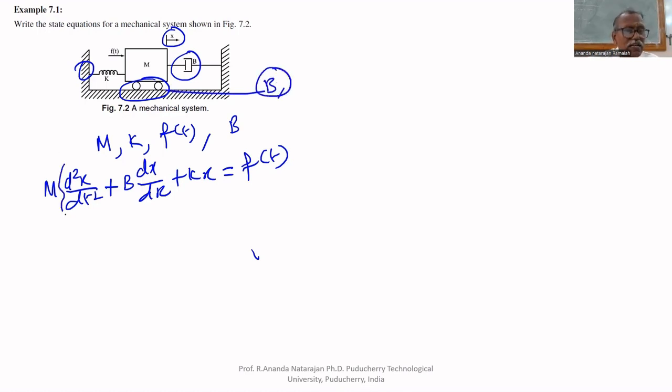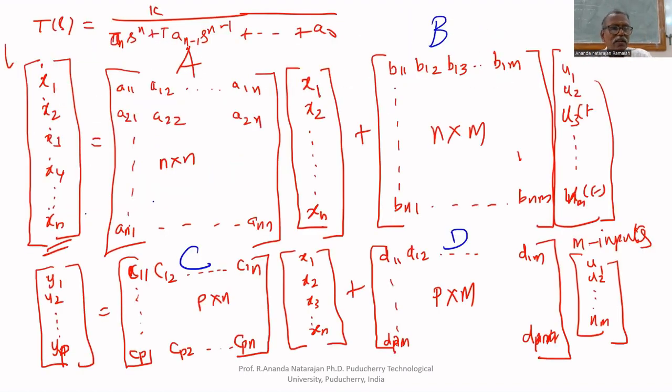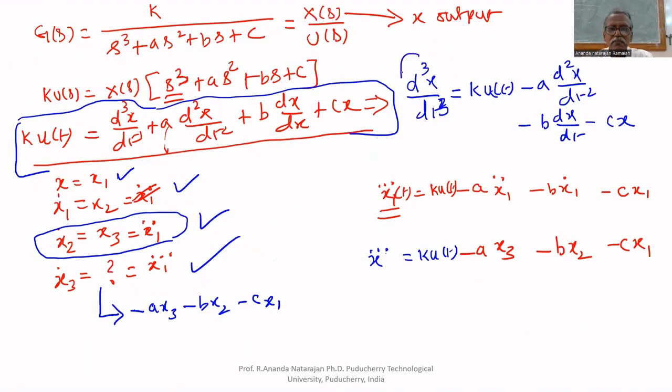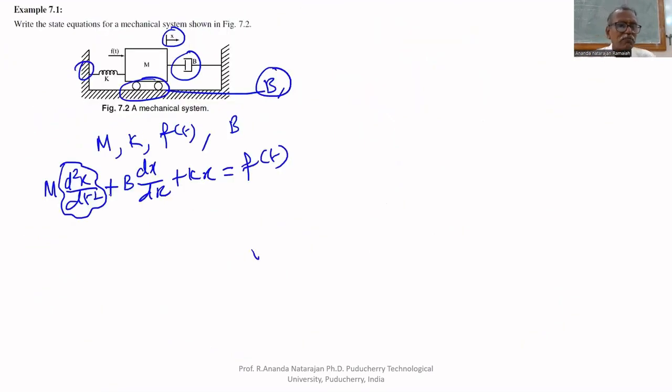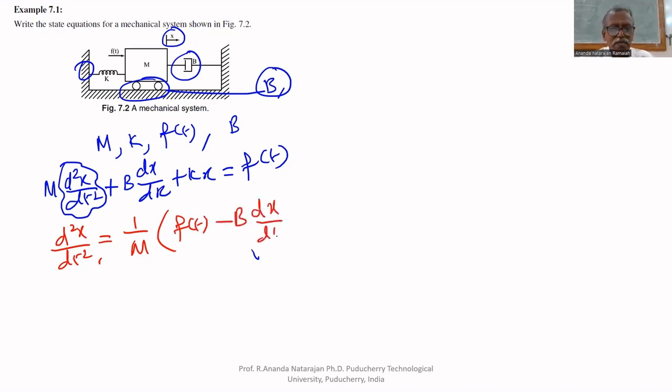We have to find the highest degree. We have to keep the highest degree on the left-hand side. In the third order, what we did, we kept the highest degree on the left-hand side and the other variables on the right-hand side. The same way we have to write like that. So keep d square x by dt square on one side. D square x by dt square equal to 1 by m times f of t minus b dx by dt minus kx.